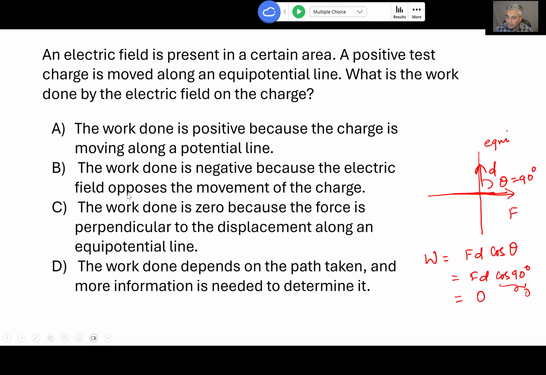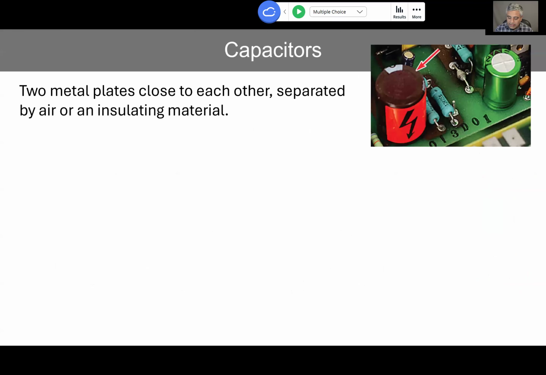So now I'm going to move to another section where we talk in detail about capacitors. Although we already talked about capacitors, basically, we've been saying, okay, there is one plate, there is another plate, and we can put charge on them, right? So when there are two metal plates separated by a certain distance, and in between the plates there is air or some sort of insulator, then we call that a capacitor.